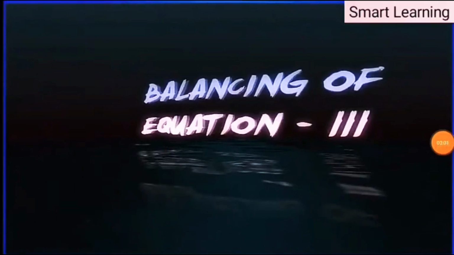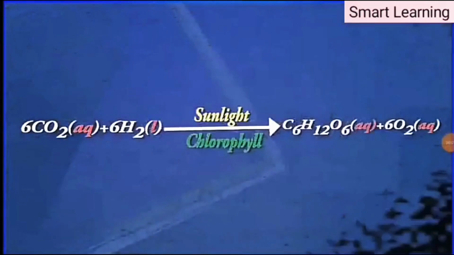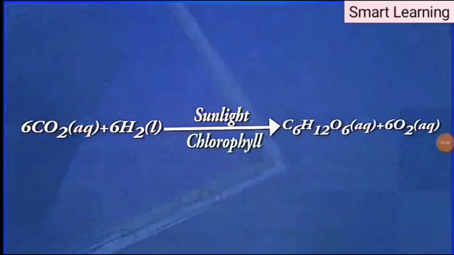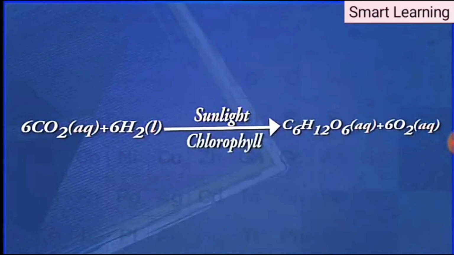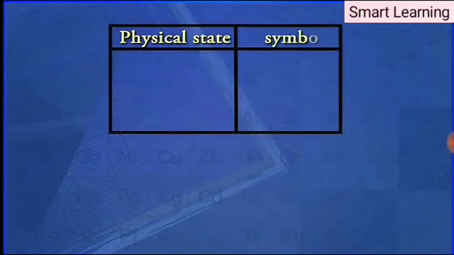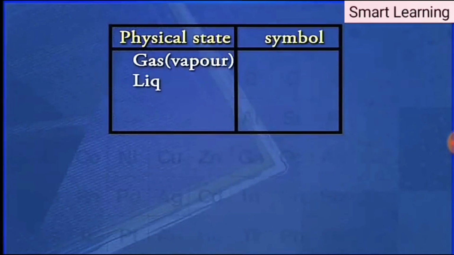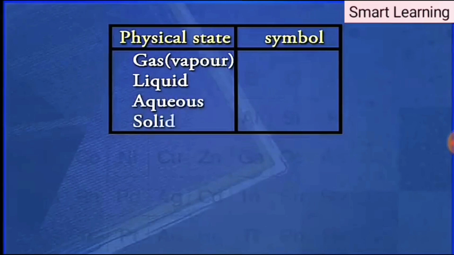Part 3. A chemical equation is made more informative by mentioning the state of the reactants and the products along with their chemical formulae. The gaseous, liquid, aqueous and solid states are abbreviated as G, L, AQ and S respectively.